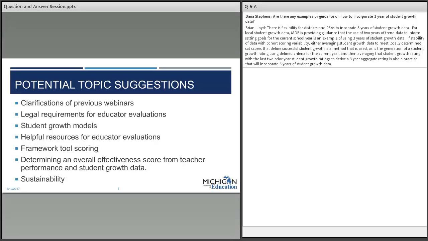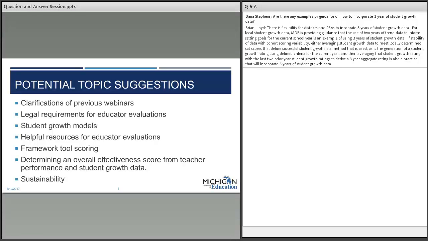So that is a good question that Dana asked. Within the law, within 380.1249, there is a mandate to use 3 years of student growth data. The guidance that we are planning to provide for the use of state assessment data is policy guidance to average, take the mean of 3 years of SGP mean scores. So averaging of the average of SGP scores to use as a metric to determine a student growth rating for state assessment data.